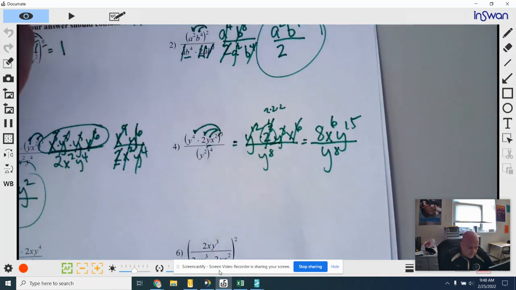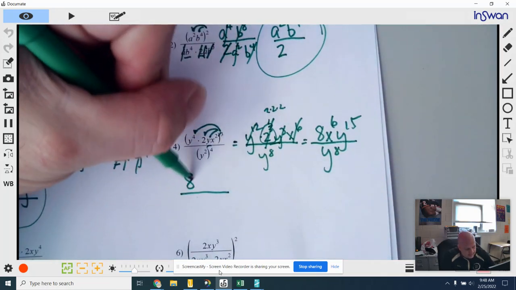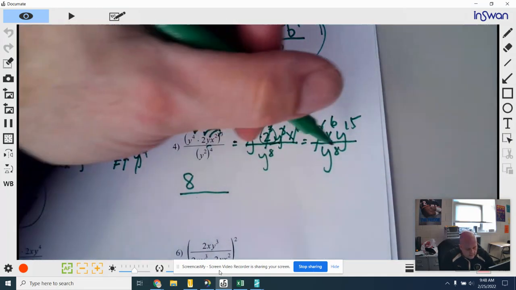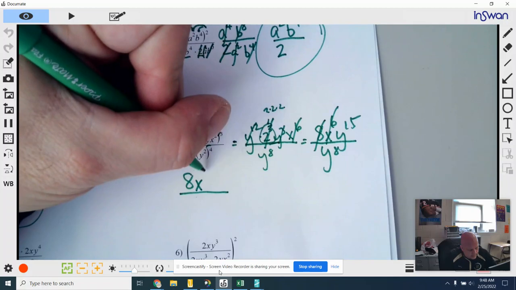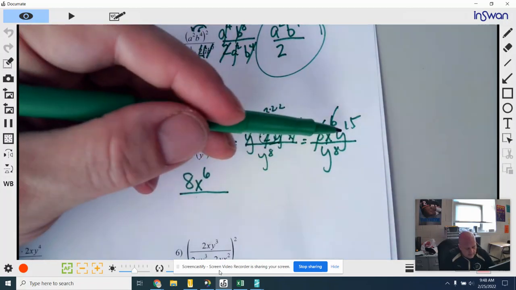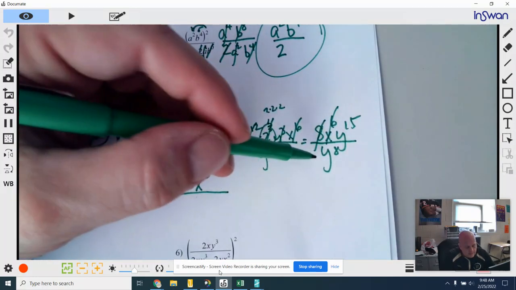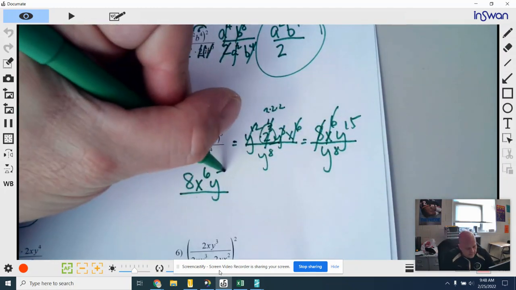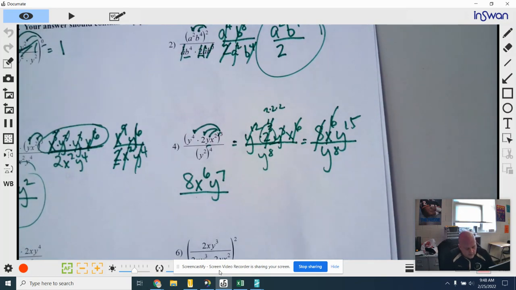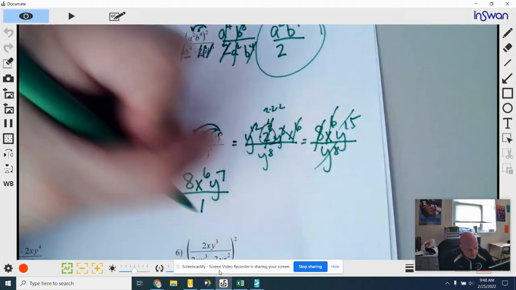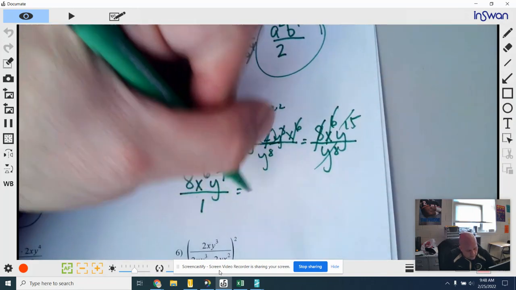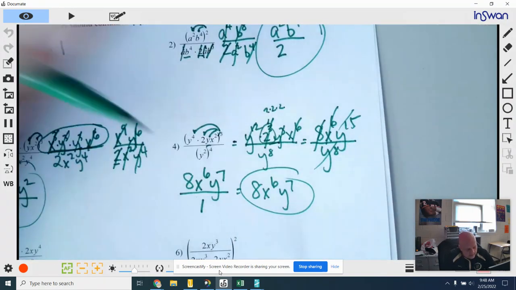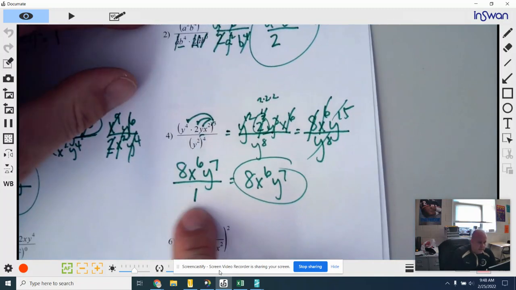Okay, one more step to simplify. We see up top, 8 is our only whole number we got. Okay, used it up. X's, there's only 1 x up there, so that's x to the 6th. And then your y's, you got top and bottom. So which side's got more? The top does. How many more? 7. Okay, there's nothing underneath there. When you have nothing underneath, there's technically a 1 as a placeholder, but we're just going to rewrite that and just say 8x to the 6th, y to the 7th, because if it's on the bottom, we technically don't need that 1.